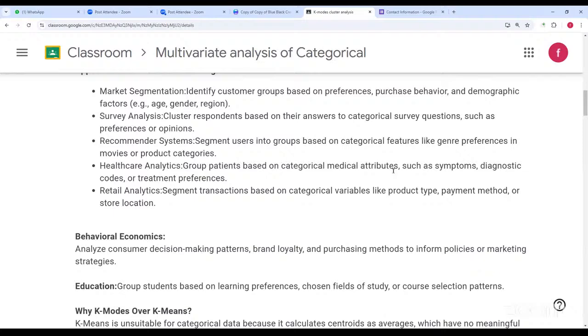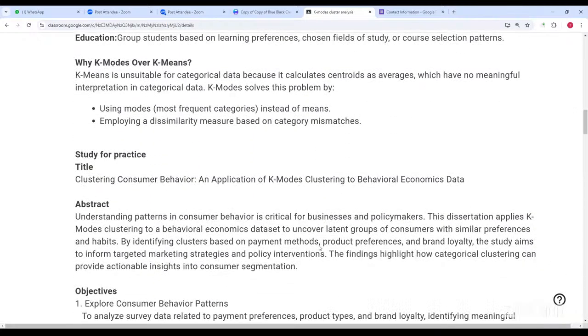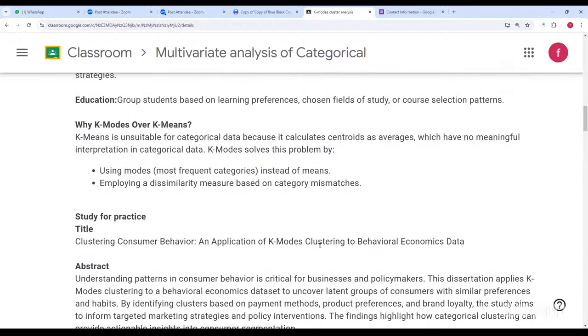Why K modes over K means? K means is unsuitable for categorical data because it calculates centroids as averages, which have no meaningful interpretation in categorical data. K modes solves this problem by, number one, using modes, the most frequent categories, instead of means, and employing a dissimilarity measure based on category mismatches.